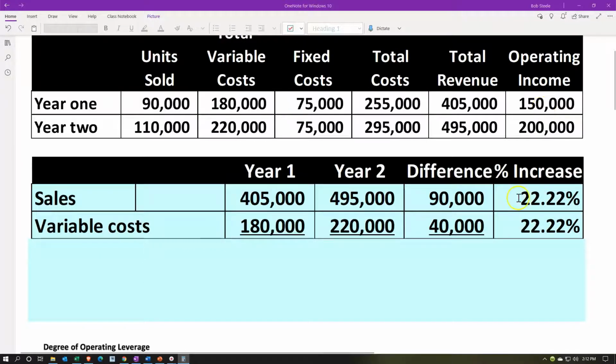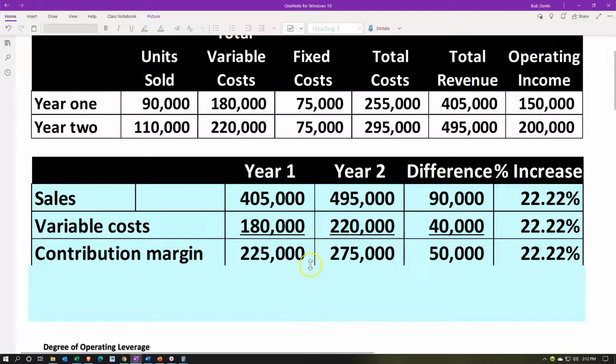You see this relationship is similar because, of course, the variable costs are going to be varying with relation to the sales. They'll change at a similar rate. So then we have the contribution margin. If we subtract these two out, the 405 minus the 180 gives us the 225. The 495 minus the 220 is going to give us the 275.